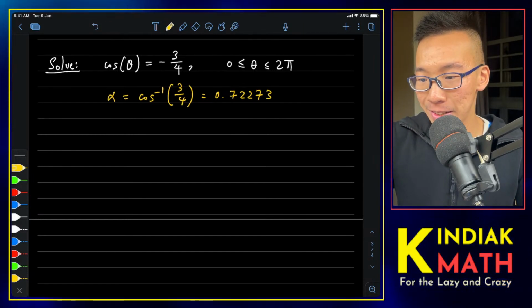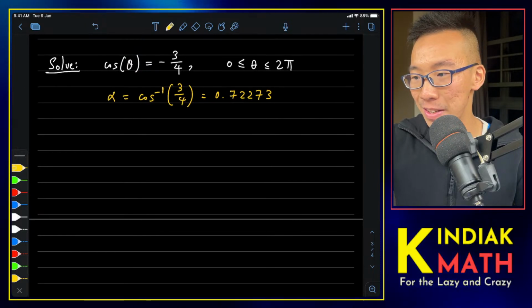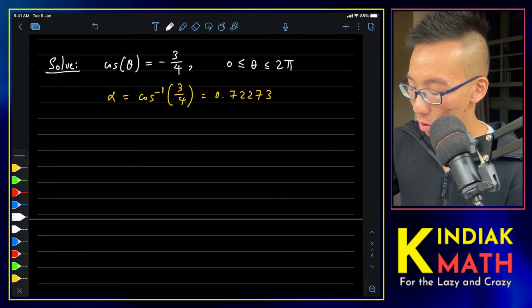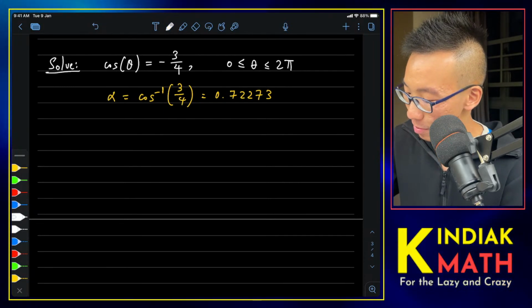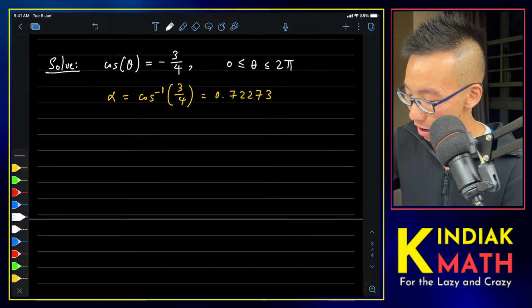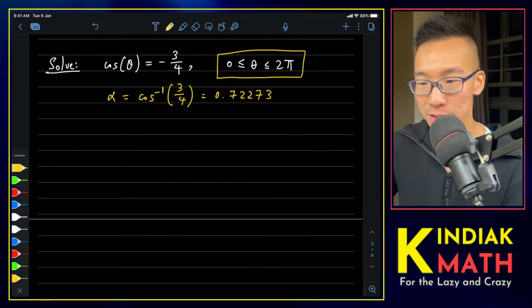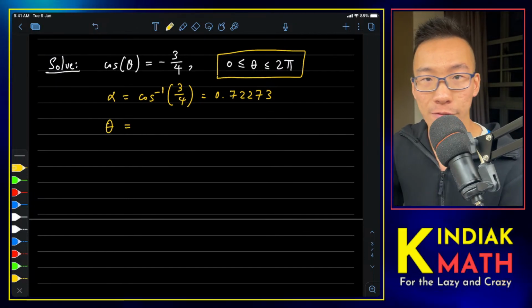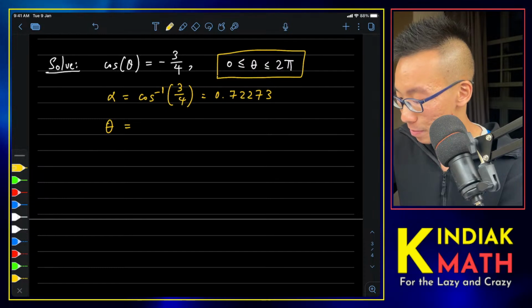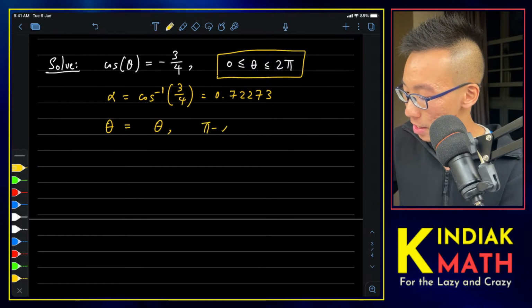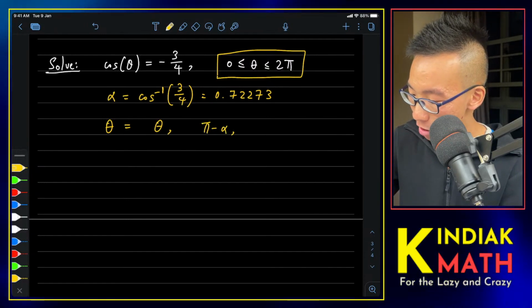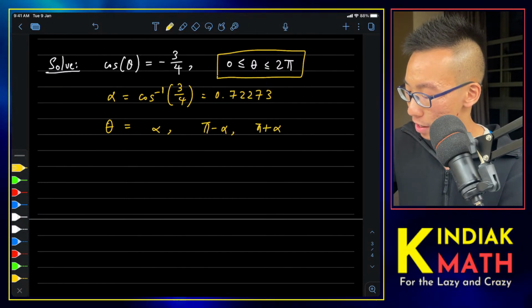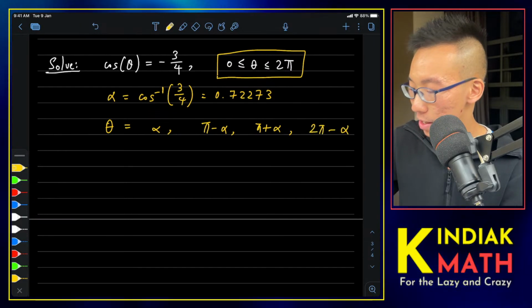Now, here's my little sneaky shortcut in all of this. You could draw a graph if you wish, but one thing I know is that as far as this range of values is concerned, theta can only take one, or rather two, of four possible values: alpha, pi minus alpha, pi plus alpha, or 2 pi minus alpha.